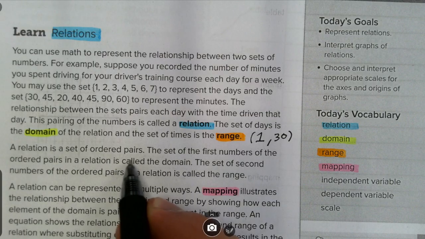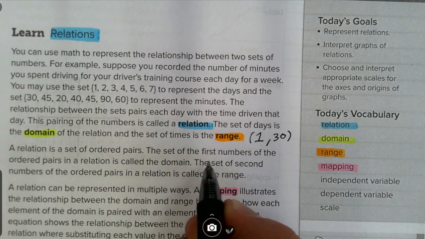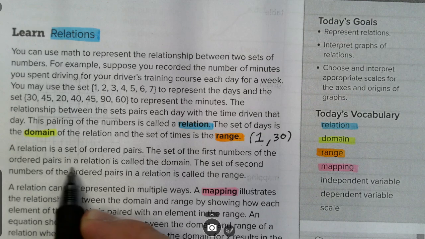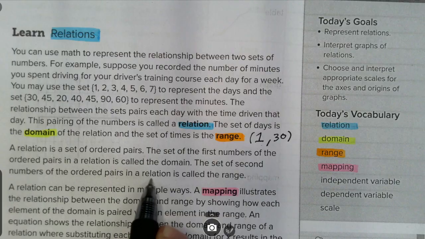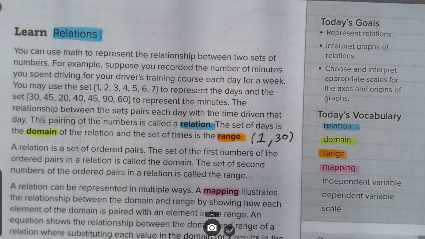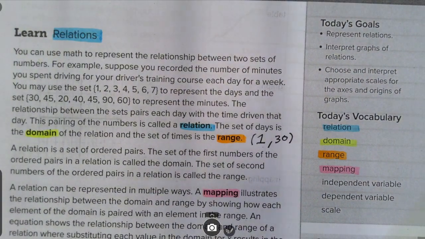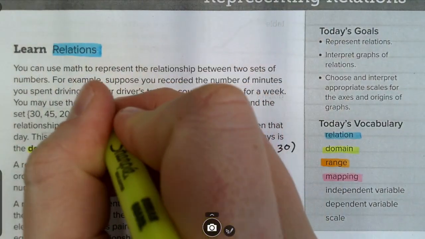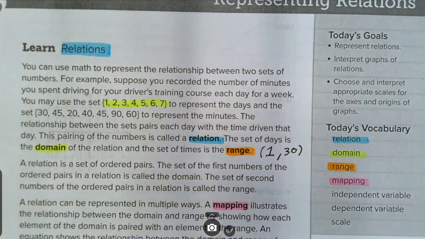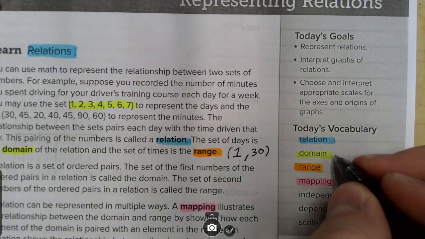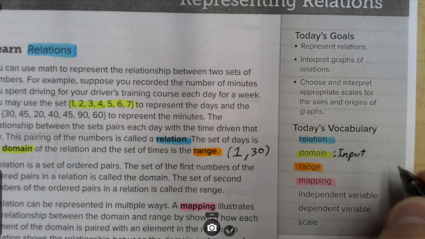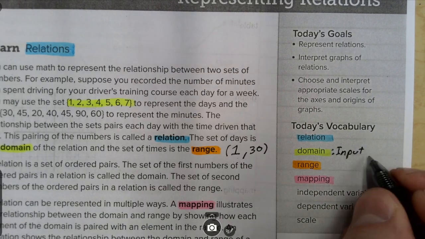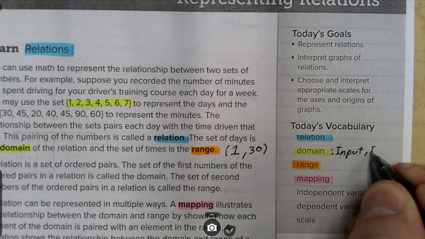A relation is a set of ordered pairs. The set of the first numbers of the ordered pairs in a relation is called the domain. The set of the second numbers of the ordered pairs is called the range. So, for domain, we have our first set of numbers. Now, the domain is also our input. So over here, this is the input. And input is independent.